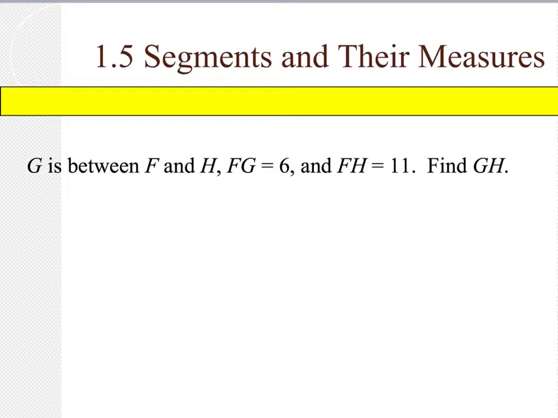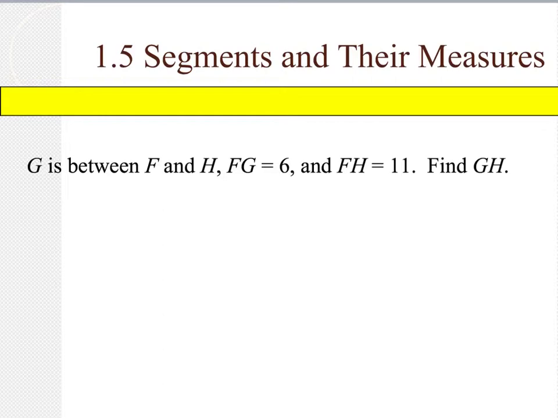All right, so it says G is between F and H. FG is equal to 6 and FH is equal to 11. Find GH. The very first thing I want you to get into the habit of is drawing your diagram, okay? Because then you can literally see what we are measuring.